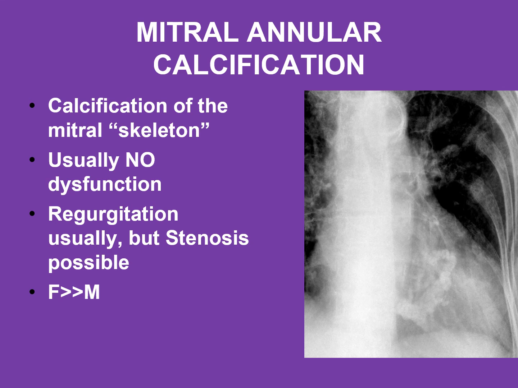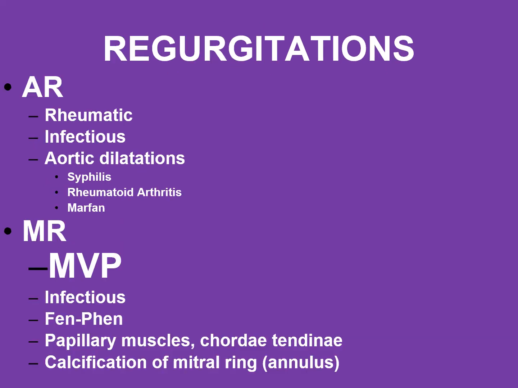In mitral annular calcification, you can also see calcifications of the mitral skeleton from the X-ray itself here. And of course, you have the regurgitations. In aortic regurgitation, the most common etiology is again rheumatic. It can be infectious or aortic dilatation. And then we have the mitral valve prolapse, which can be due to rheumatic heart disease, because some of the endpoint morphologic changes of RHD can also be mitral valve prolapse.